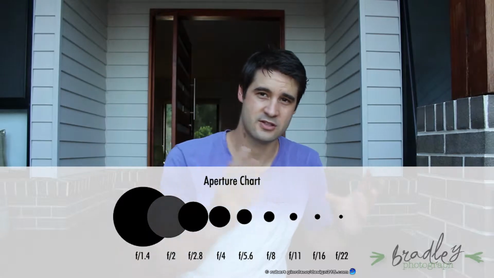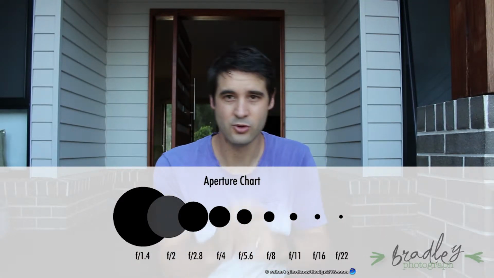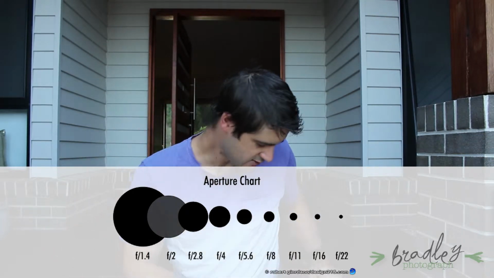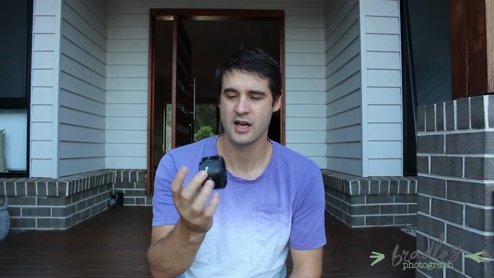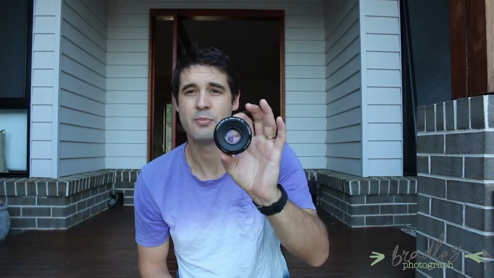It's all a little bit backwards, because if you have a big hole, you've got a small F number for your aperture. But if you've got a small hole, you've got a big F number for your aperture. So here's what I mean. This lens I've got here is what they call a nifty 50. It's a 50mm lens, and it's got a very large hole. You can see the light coming through. That's a really big hole. That's an f1.8 lens, meaning that it lets through a lot of light.